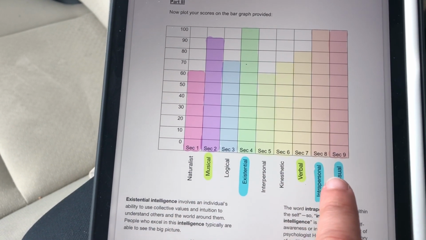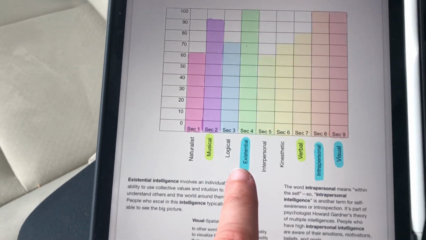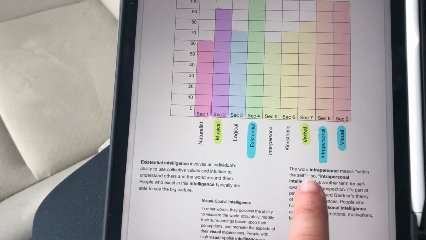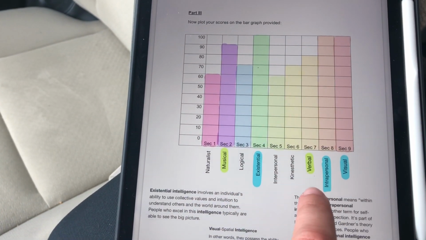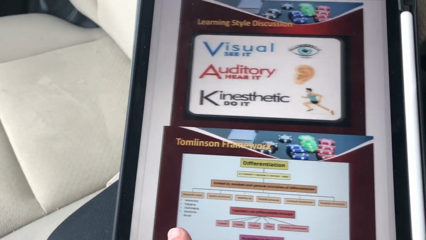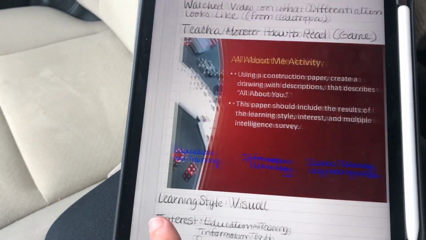I went ahead and added these labels right here. So I'm more existential, visual, and intrapersonal, because I scored 100 in all 3 of those. Then followed by musical and then verbal. So that was really, really cool. And then we kept going over these things.